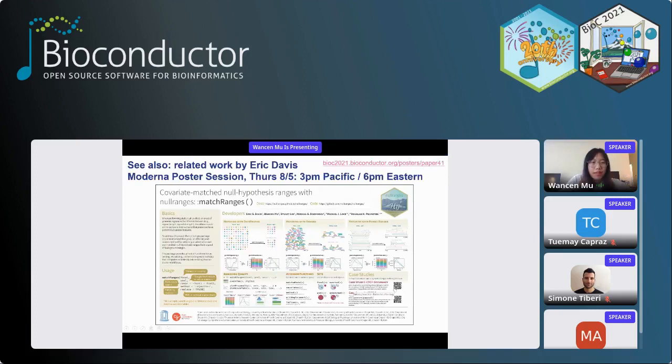Right now, what I have introduced is generating the null set based on the original value. And another part of our project, led by Eric Davis, is generating the null set, for example the non-differential expression genes, by controlling several covariates. So if you are interested, feel free to go to tomorrow's poster session at 3 p.m. Pacific and 6 p.m. Eastern.